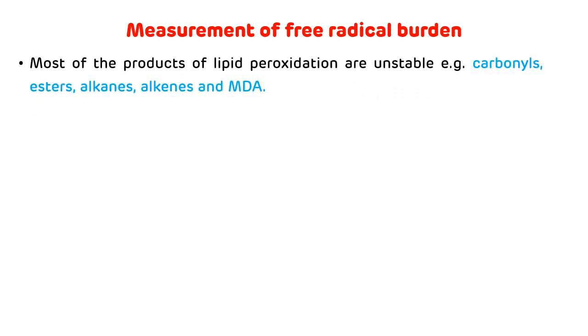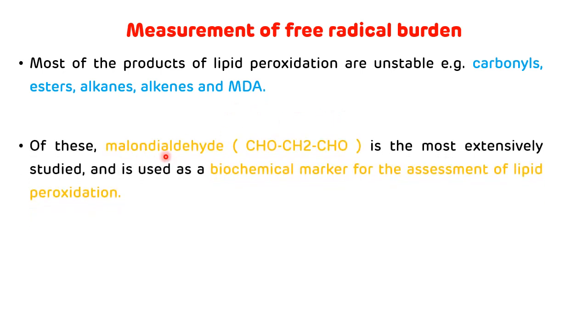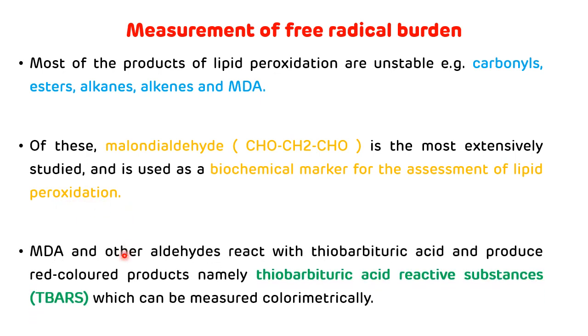Now we will see measurement of free radical burden and oxidative stress. Most of the products of lipid peroxidation are unstable, that is carbonyls, esters, alkanes, alkenes and malonyldialdehyde. Of these, malonyldialdehyde is the most extensively studied and it is used as a biomarker for the assessment of lipid peroxidation. So malonyldialdehyde and other aldehydes react with thiobarbituric acid and produce red colored products, namely thiobarbituric acid reactive substances, which can be measured colorimetrically.